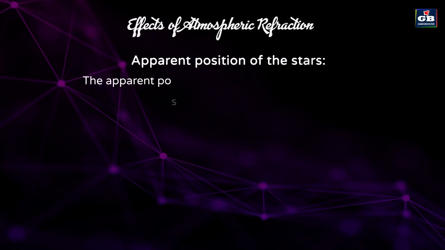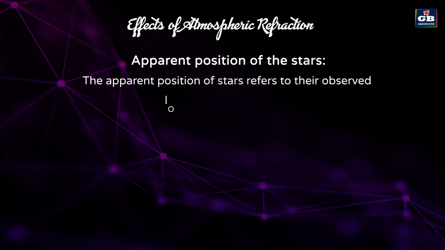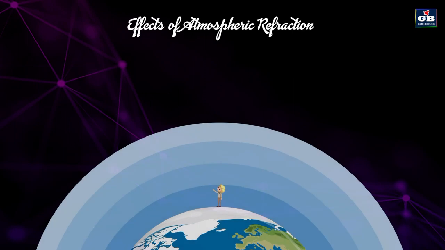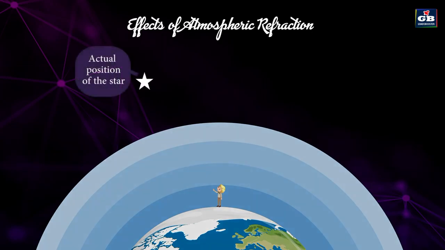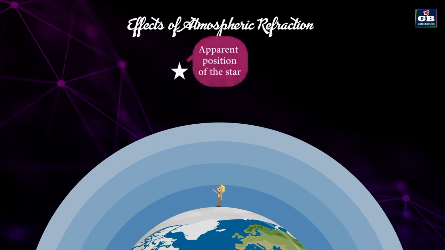The apparent position of the stars refers to their observed location in the night sky. That means in the night time, we see the stars at a different position which is not their actual position. Why does it happen? This is the original position of the star. But due to atmospheric refraction, it appears to be at another position, which is called the apparent position.